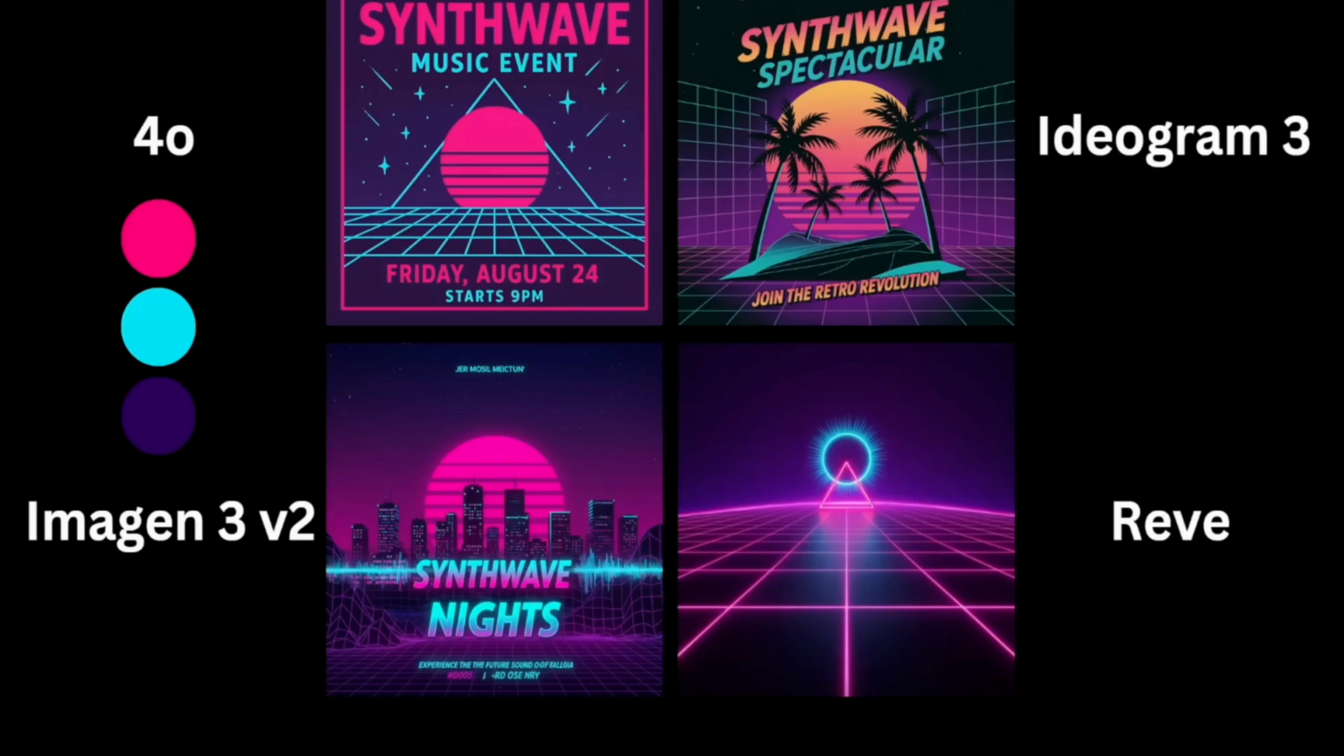Imagen 3v2, sometimes we see the text come out weird or incorrect, but in this case, it got it correct as well. But we just told it to create a synthwave music event, and it's talking about synthwave nights. So I guess it added some themes in there, and it is first place 4.0, second place Ideogram, third place Imagen 3v2, and Reve completely incorrect in this case.